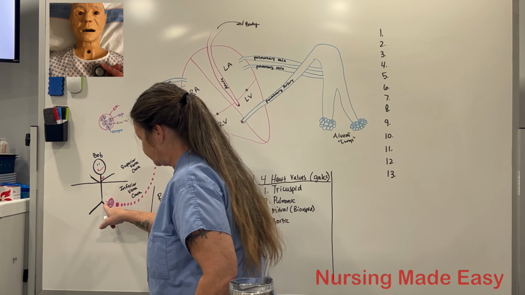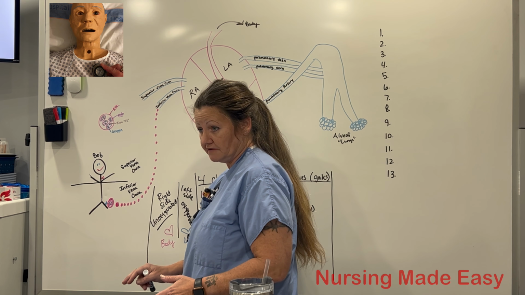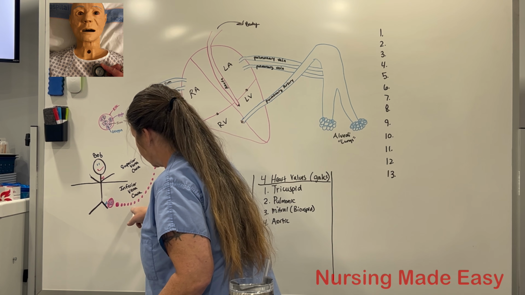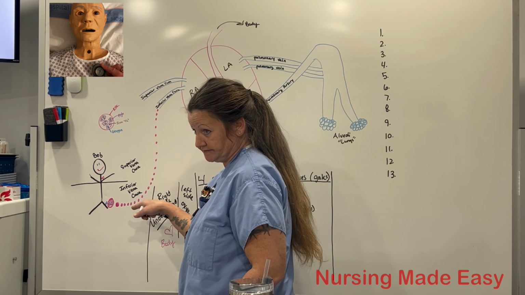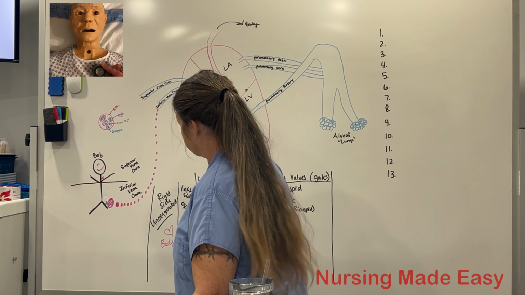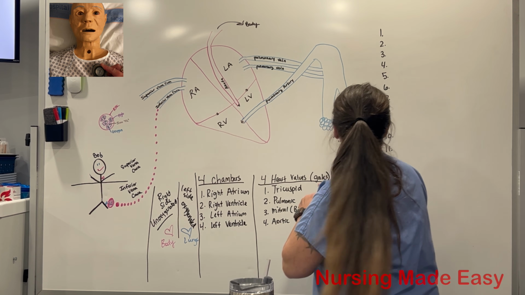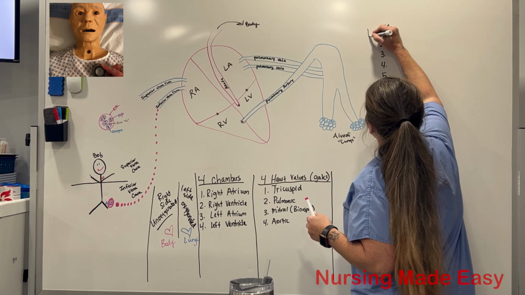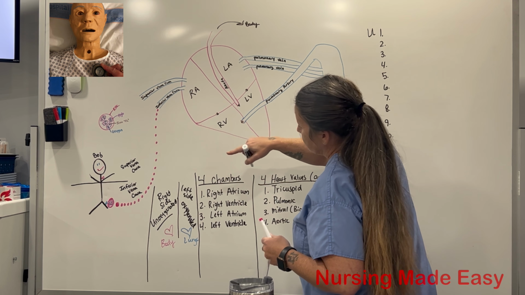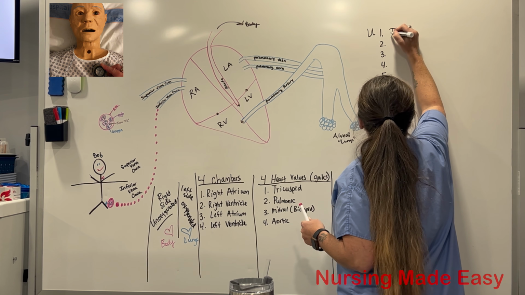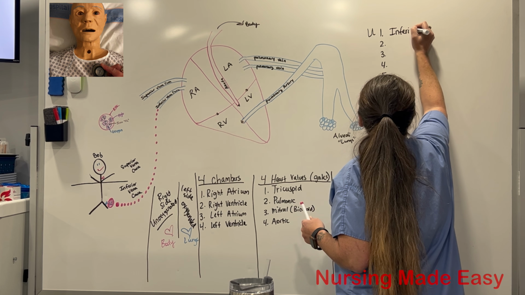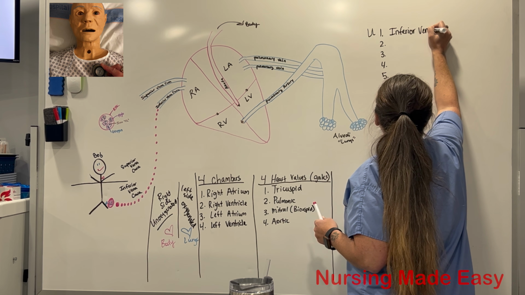Remember, the oxygen has already been dropped off, so now we are going to travel unoxygenated, okay? And that's what we're going to trace right now. So it's right over here. We've got 1 through 13. So we're going to say unoxygenated. We're going to put a U there. And we're going to say inferior vena cava.